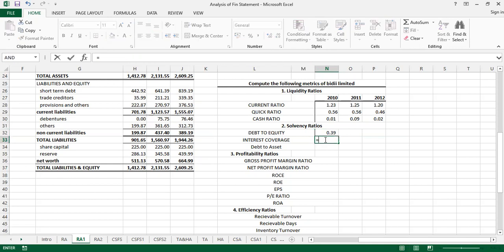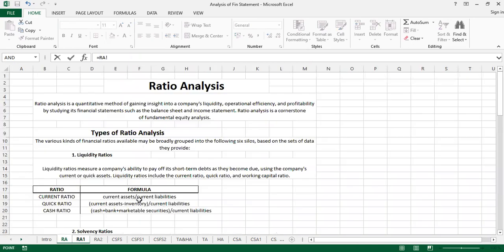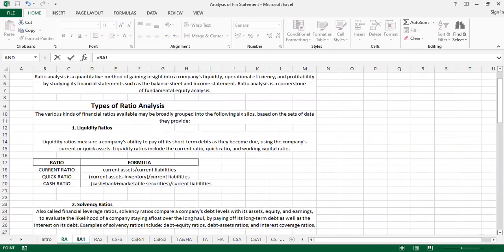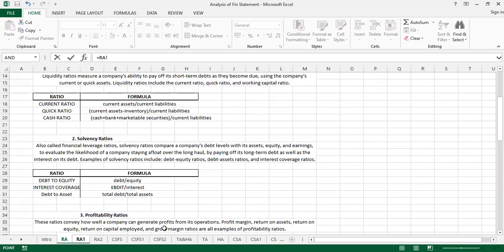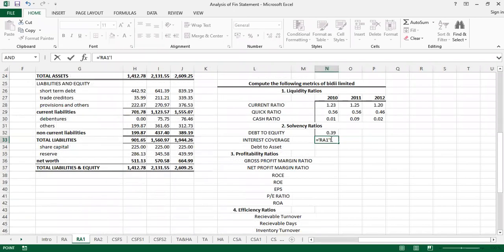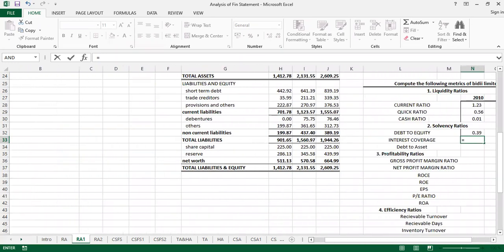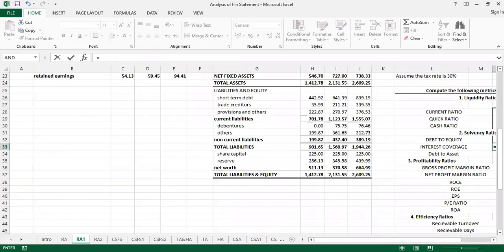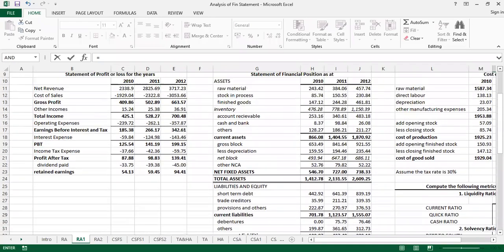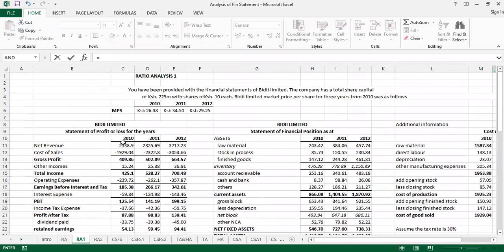Our interest coverage ratio, we can just confirm here. It's our earnings before depreciation, interest, and tax over interest, isn't it? So I'll take that one out. So it's earnings before depreciation. That one is on the statement of profit and loss. You see here we have earnings before interest and tax, isn't it? What we are just lacking is depreciation.